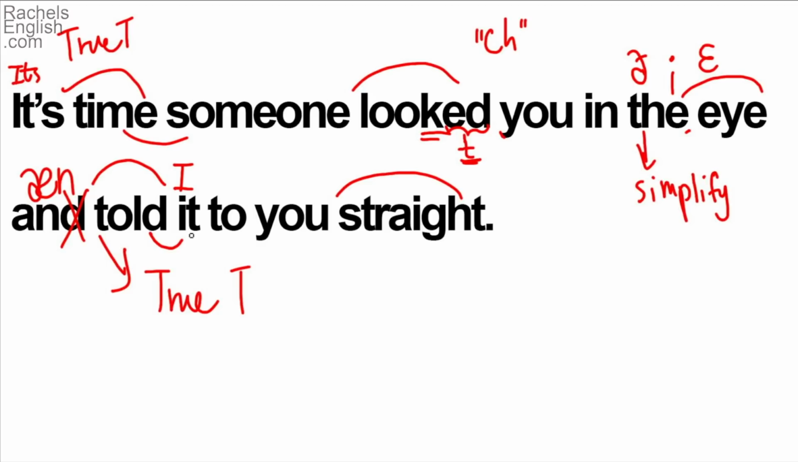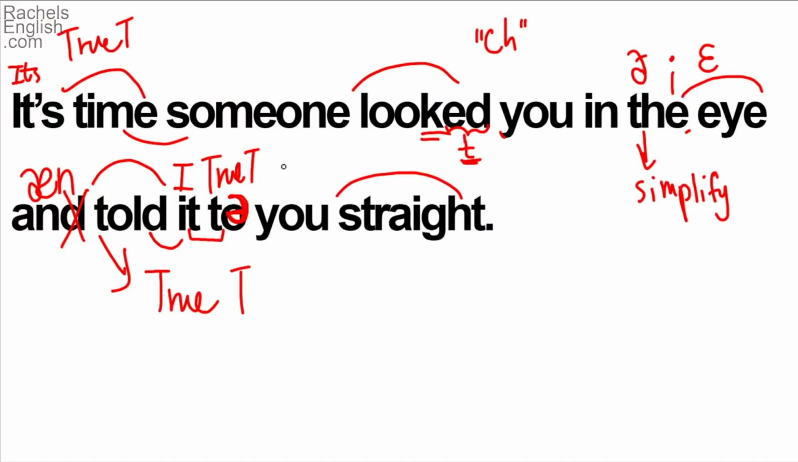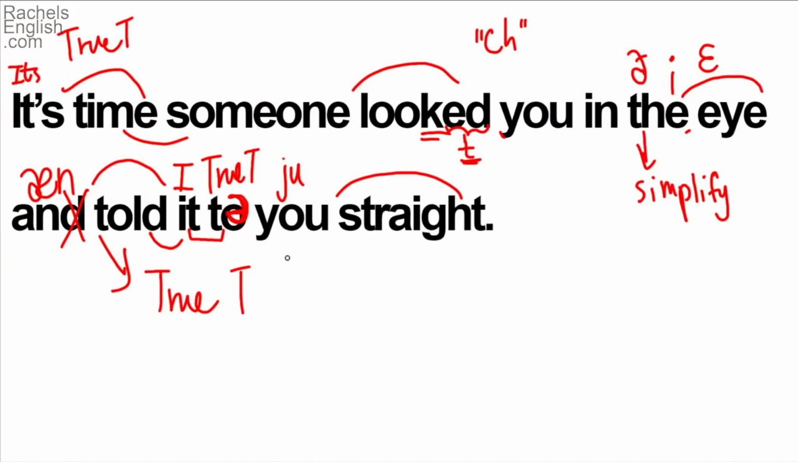To. So we have two words together, linked with a single true T, and then the word to reduces to the schwa. The vowel changes as it so often does. Told it to. And told it to you straight. And then you, also unstressed, not reduced, but unstressed before the next stressed word. So we have it to you for these three unstressed words. And told it to you straight.